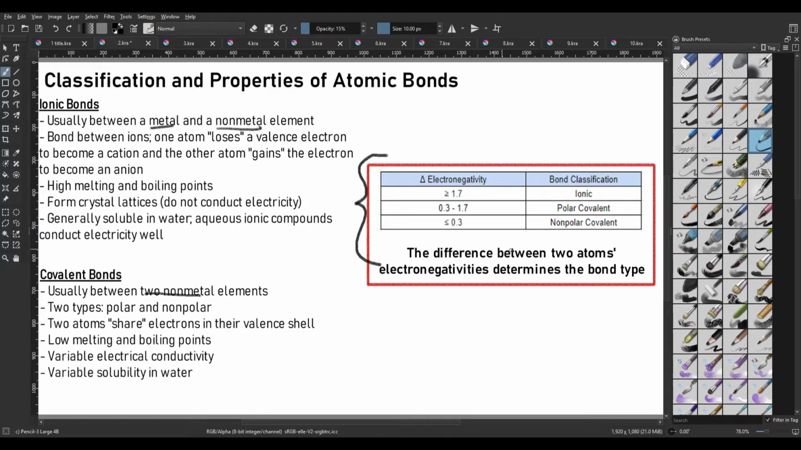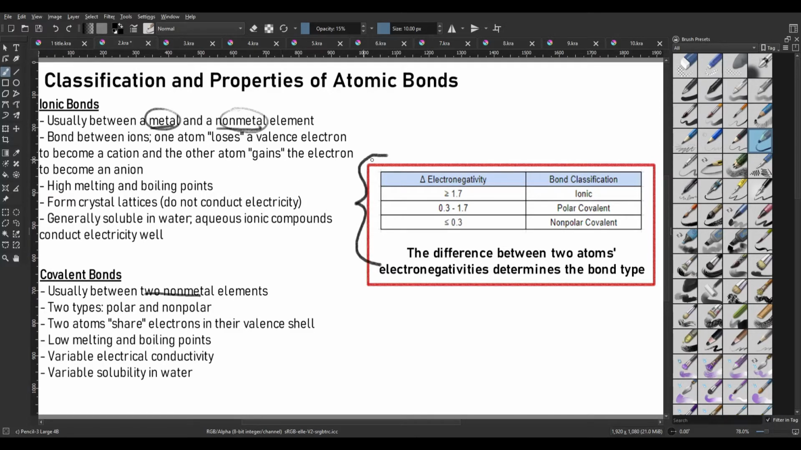Now, looking at the properties of these two, we'll start with ionic. Ionic is usually between a metal and a nonmetal, but again, that's because metals and nonmetals have a difference in electronegativity that's in this range at the top here. It's a bond between ions. One atom is going to lose an electron in its outermost shell, the valence shell, and become a cation with a positive charge, and the other atom is going to gain that electron to become an anion with a negative charge. We'll get to that more in a second.